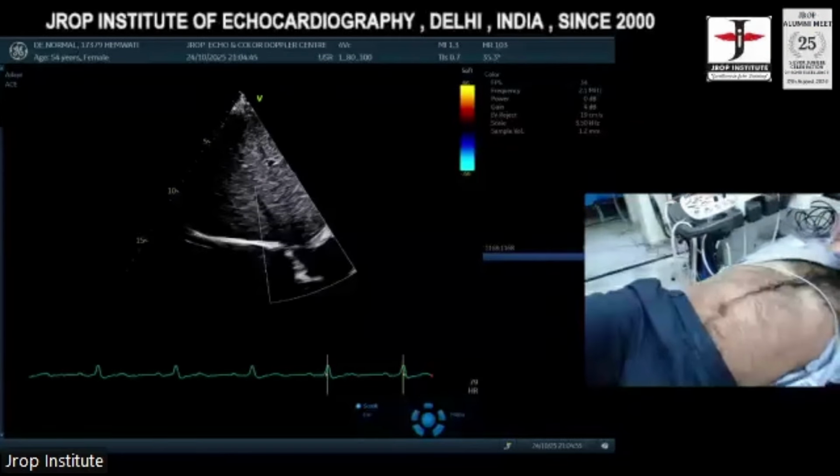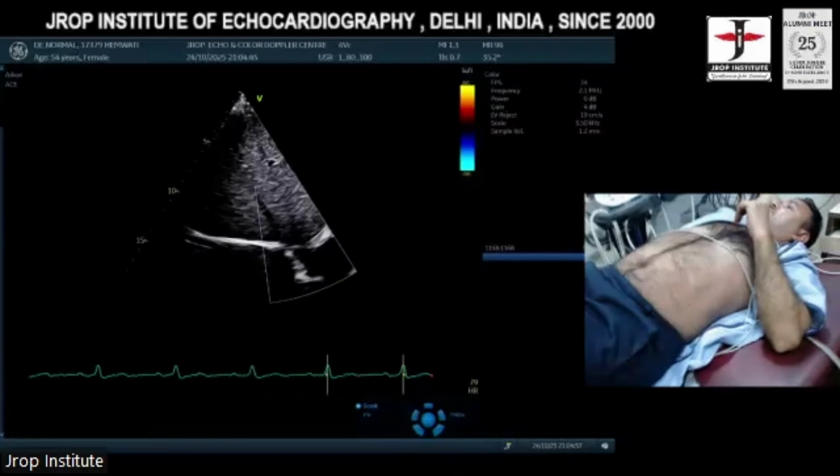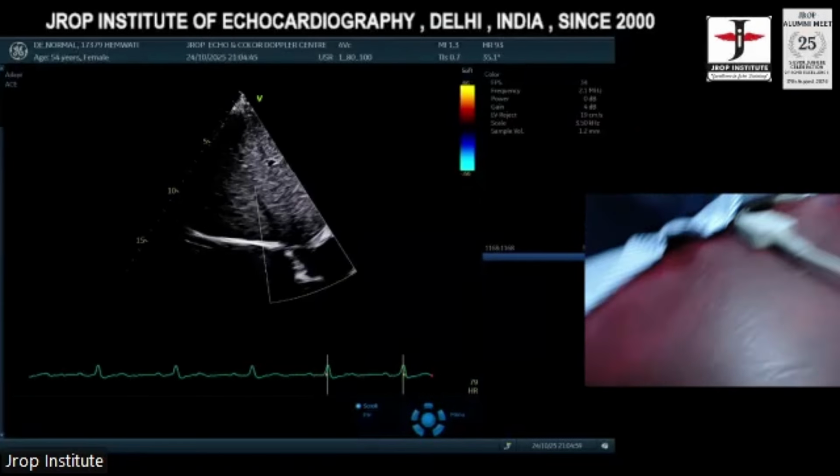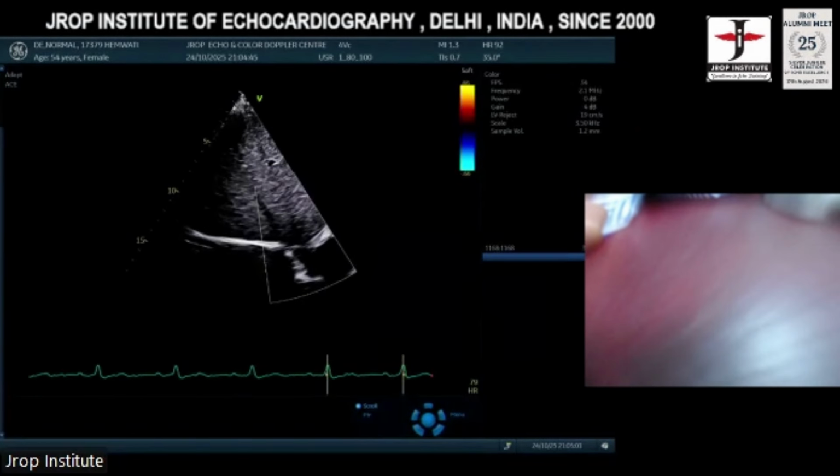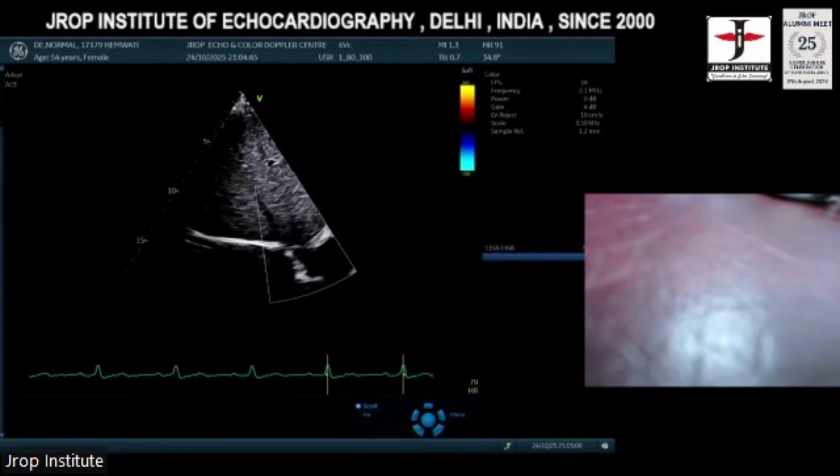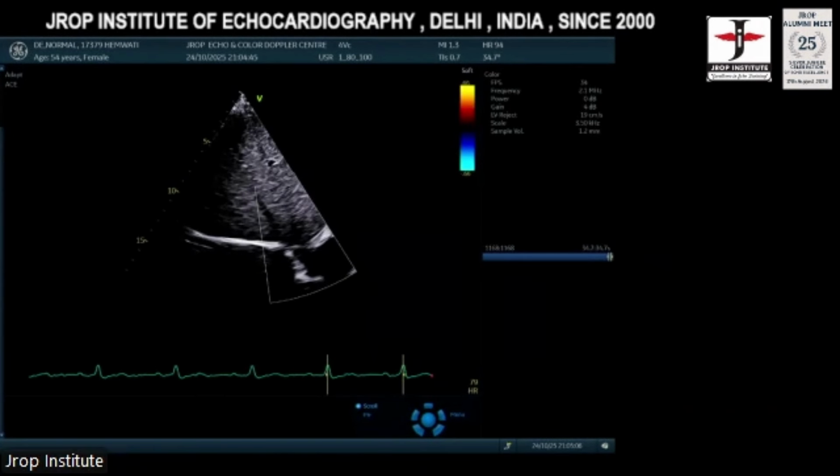Dr. Tushar Agrawal. Go ahead, Tushar. Sir, when we go from one view to another in 2D, every time we have to adjust this gain, this dark and light thing. Every time we call it grayscale. The parasternal window will have a different grayscale. The apical window will have a different grayscale. Okay, sir. Thank you.